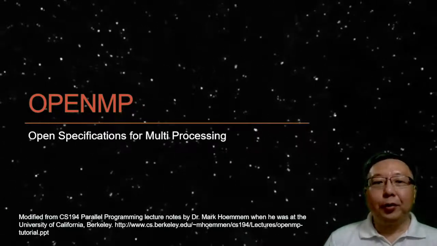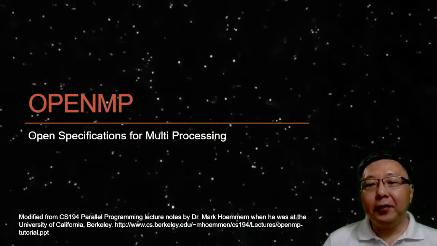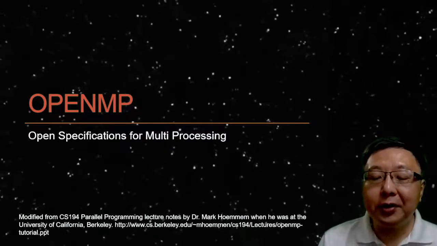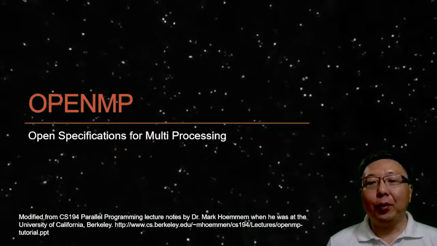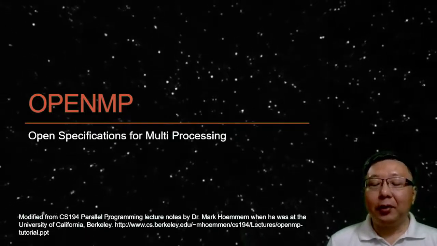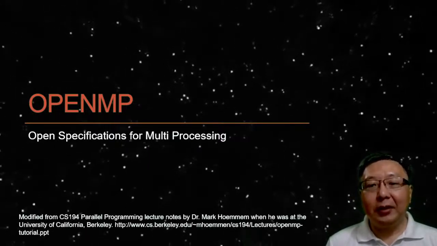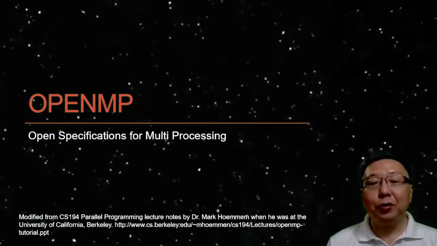Hi, today we are going to look at OpenMP. OpenMP is different from what we've been doing before, which is MPI, in that OpenMP is meant to run on one computer, which has shared memory, whereas MPI is designed for use on many computers that are networked together and so do not have shared memory.